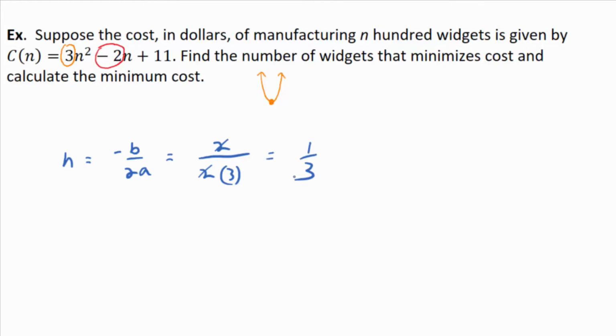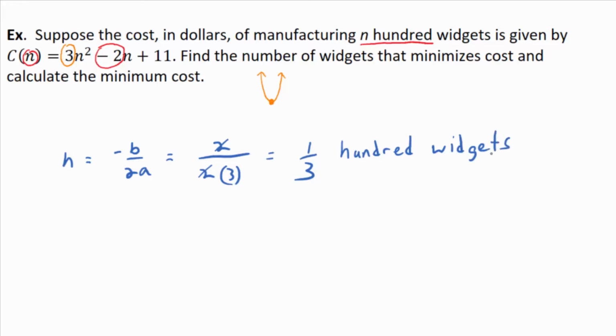Okay, so what is that? Well, wait. Let's just look at what the input is. What's the input for this function C of n? The input is always whatever's right here when you have it in function notation, right? The input is n, where n is in hundreds. It's n hundred widgets. So it's 1/3. I mean, just literally, what is it? 1/3 of 100 widgets. That's not how we would say it, but literally that's the translation.